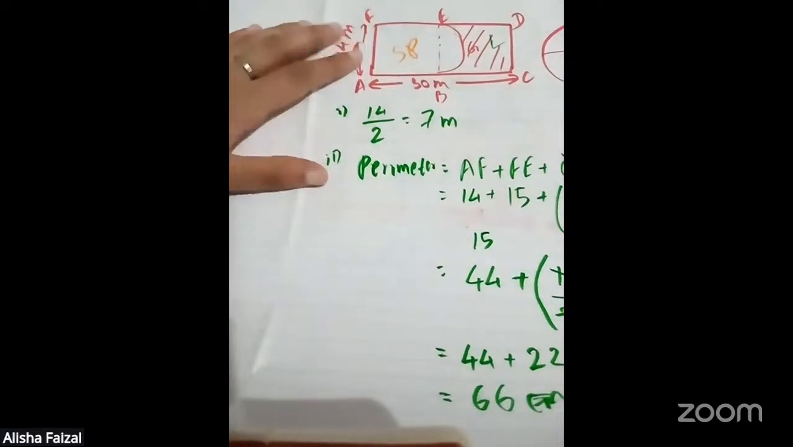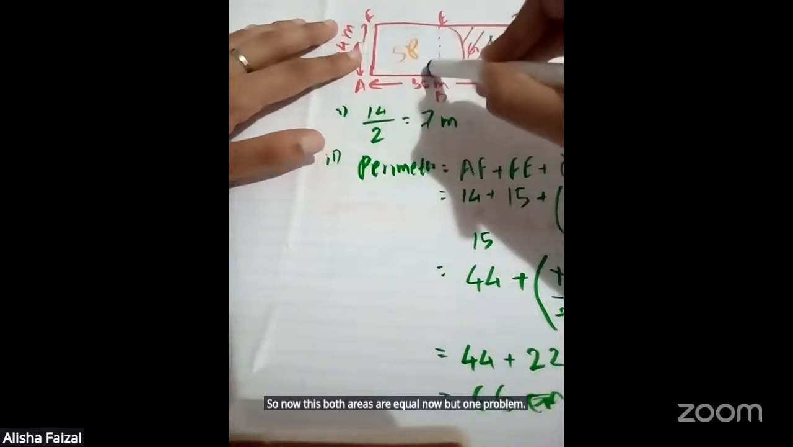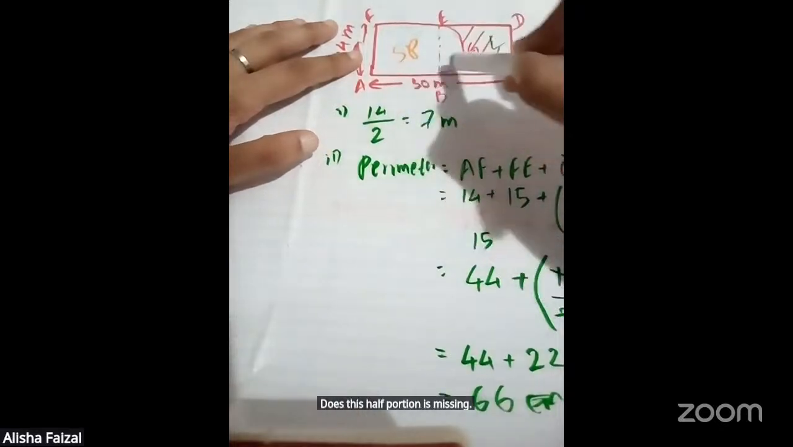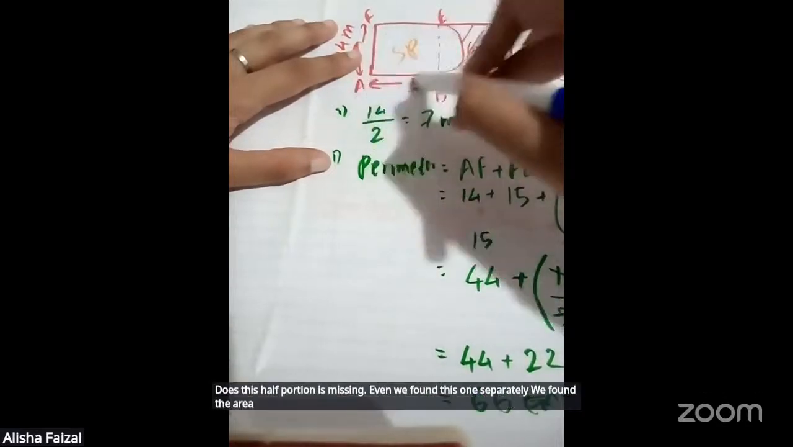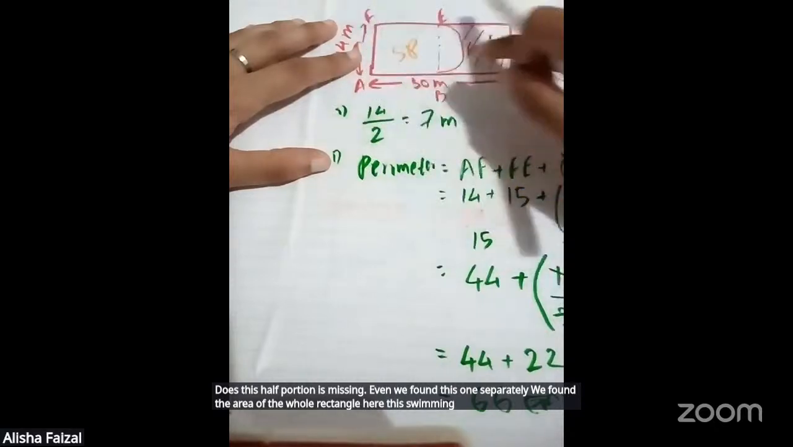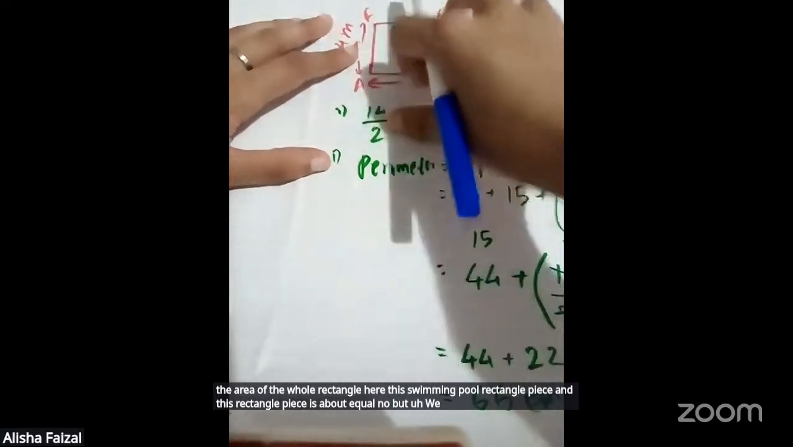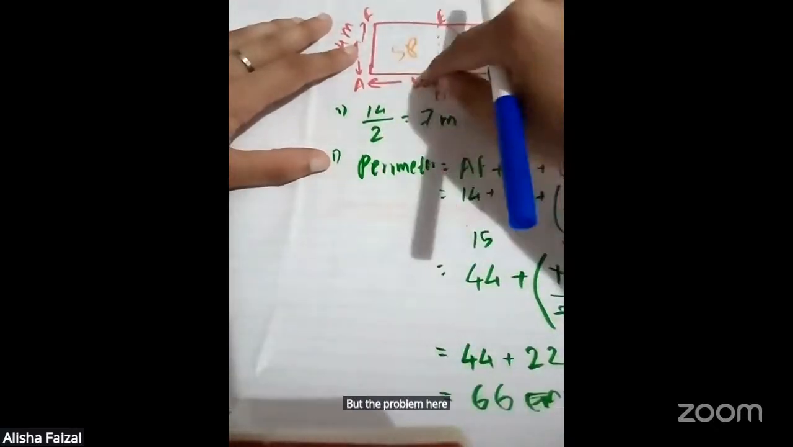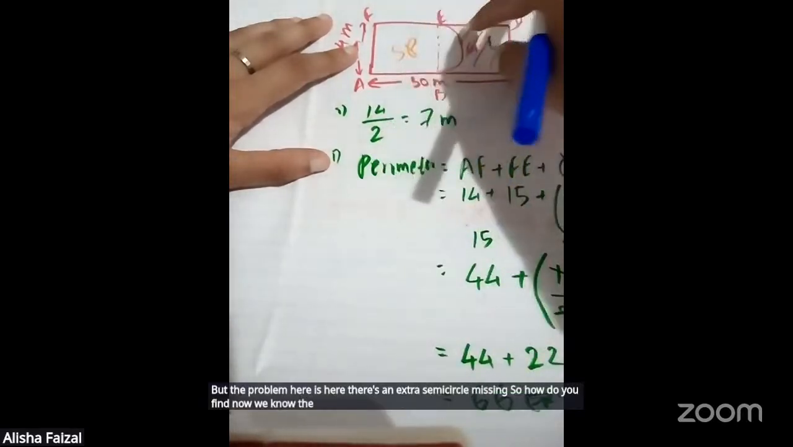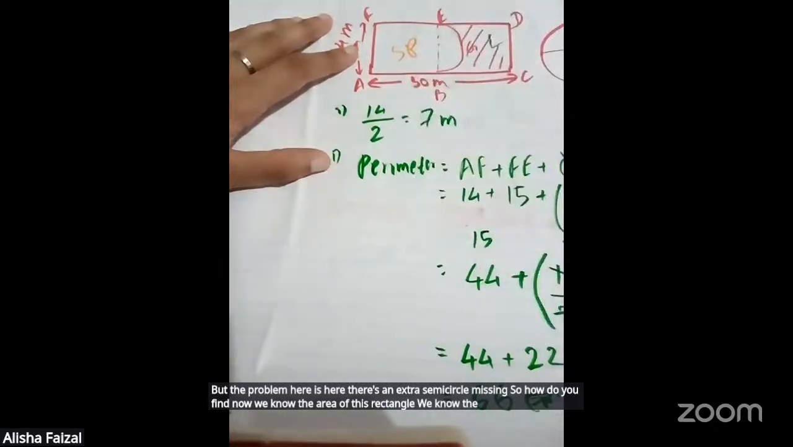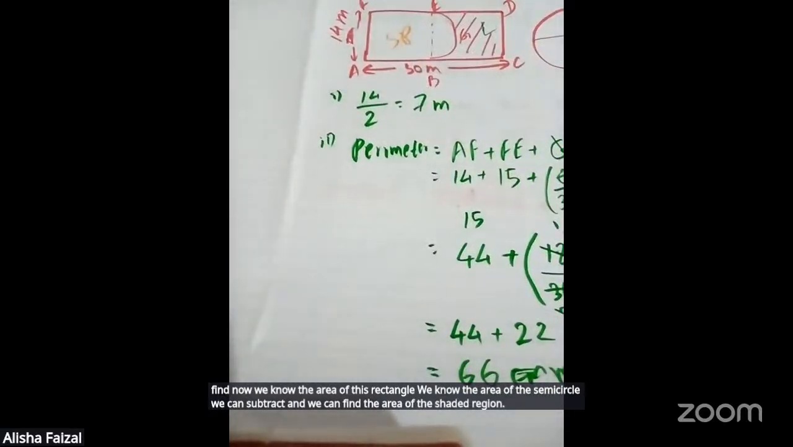So now both areas are equal, but there is one problem. This half portion is missing. We found the area of the whole rectangle, the swimming pool rectangle piece, and this rectangle piece, which we said are equal. But the problem here is that an extra semicircle is missing. Now we know the area of this rectangle and the area of the semicircle. We can subtract and find the area of the shaded region.